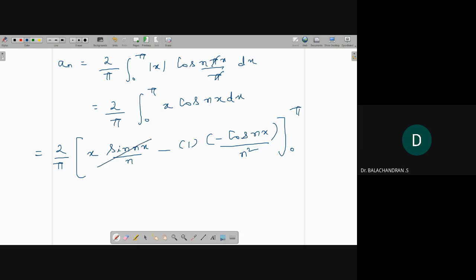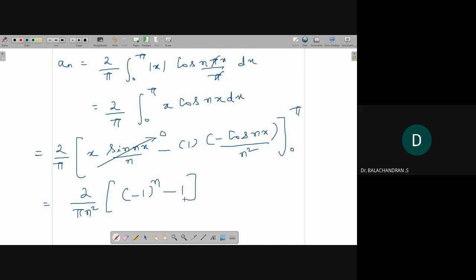So this is 0 for both upper limit as well as lower limit. So minus of minus is plus. So 2 by pi n square, which is independent of x, remains, and you have cos nx. If you substitute pi, cos n pi is what? Minus 1 whole power n. Lower limit, cos 0 is 1.